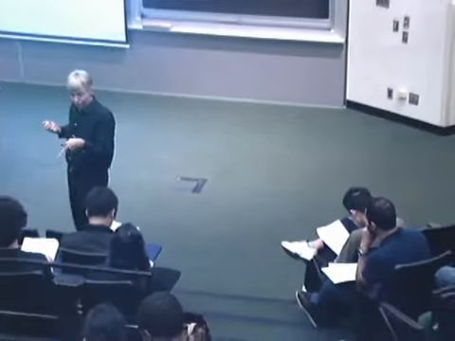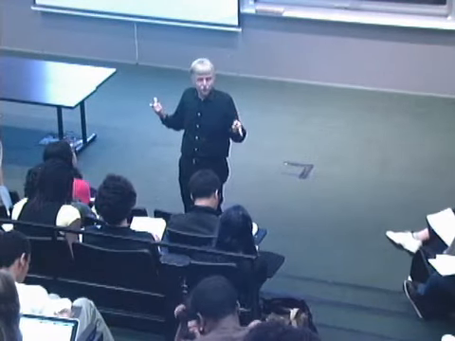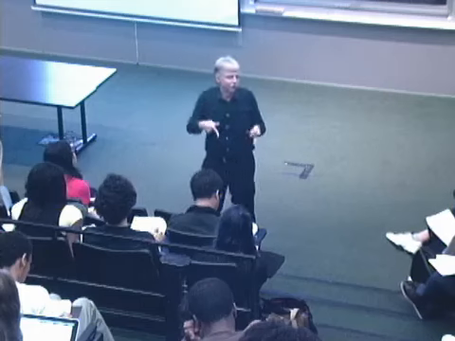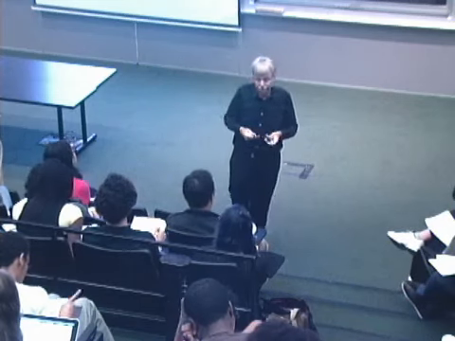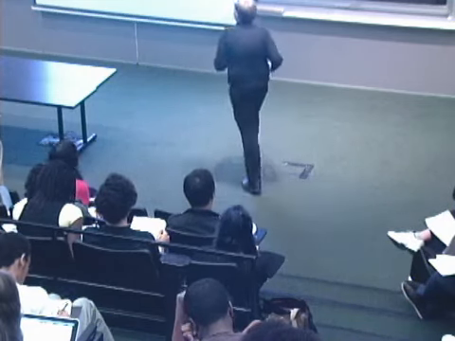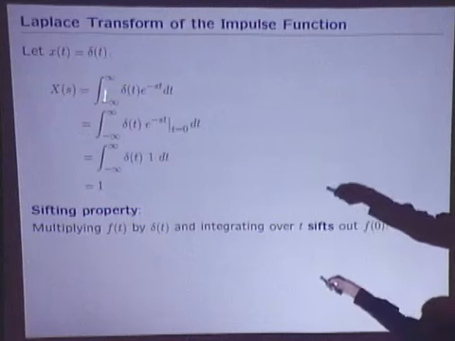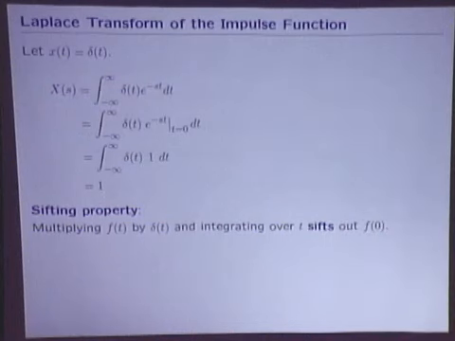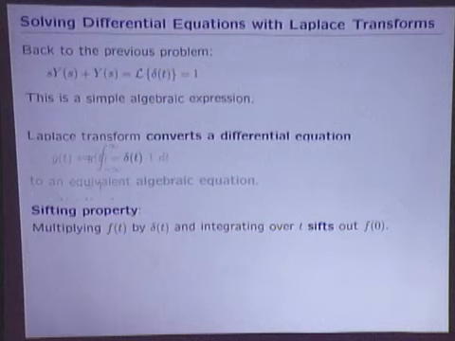If you integrate a function with regard to time, where the function is multiplied by delta, that integral is the value of the function at 0. It sifts out the 0 value. That means that the Laplace transform of the delta function is 1. It's the most simple function you can imagine.